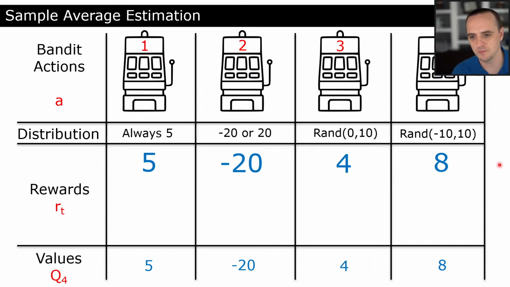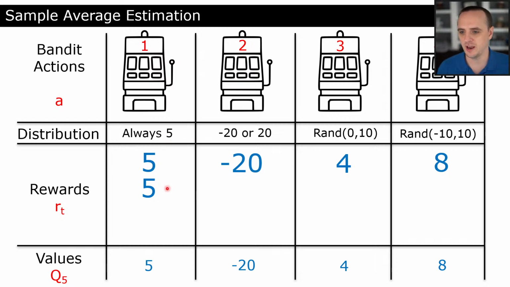So you can see here that after one play of each slot machine, our belief of this one is 5, our belief of this one is minus 20, our belief of this one is 4, and our belief of this one is 8, right? But we know from our analysis of this that these values are way off because we could have gotten lucky or unlucky on our first throw, on our second throw. But if we keep doing this, as t approaches infinity, these values will converge to the true values of the slot machines. So let's keep going.